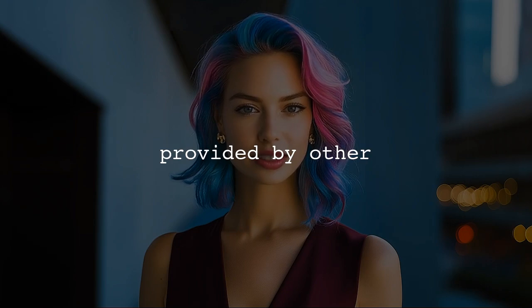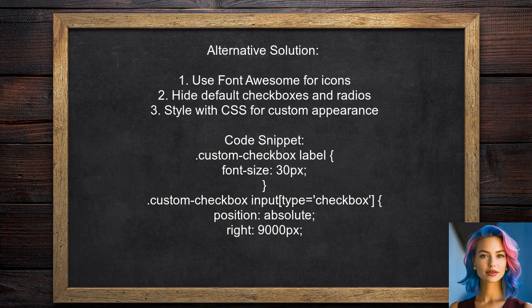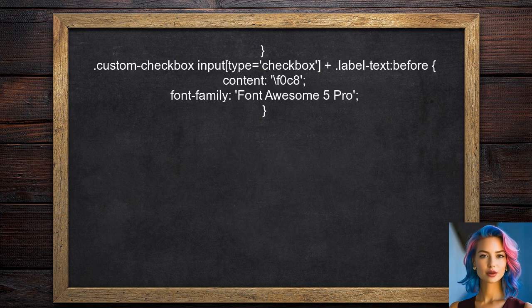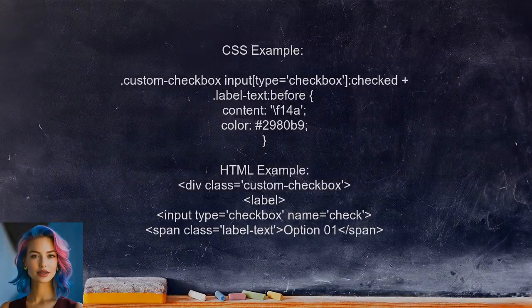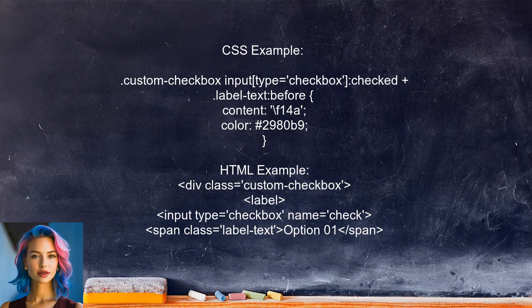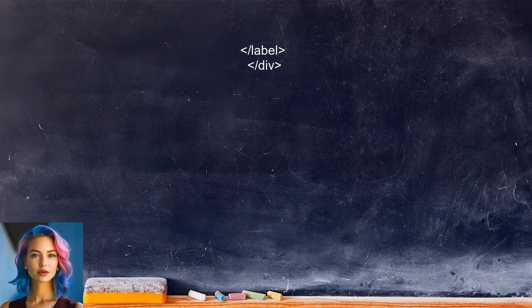Now, let's look at the answers provided by other users. An alternative approach to customizing Bootstrap checkboxes is to use Font Awesome for styling. This user suggests creating custom checkboxes and radio buttons by hiding the default input elements and using Font Awesome icons to represent their states. The user provides CSS for styling the checkboxes, including animations for when they are checked. They also include HTML examples for implementing these custom checkboxes and radios in a form.